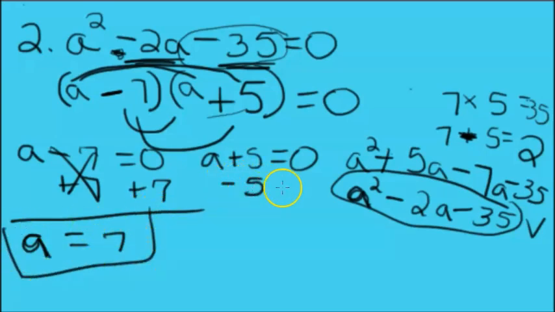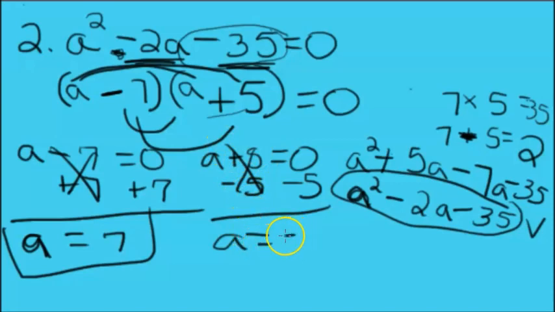And then we subtract 5 from either side, that one cancels, which gives us negative 5 for a as well. 7 and negative 5 are going to be our answers. Let's move on to problem 3.